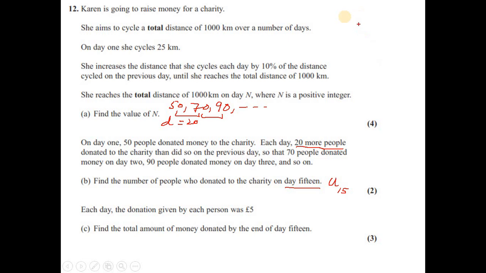For an arithmetic progression, U15 is a plus (n minus 1) d. So a plus (15 minus 1) times d. That's what you need to do. And U15 is the 15th term, that means the number of people on day 15. So a is 50 plus 14 times d. d is 20. And U15 would be equal to 330 people on day 15.